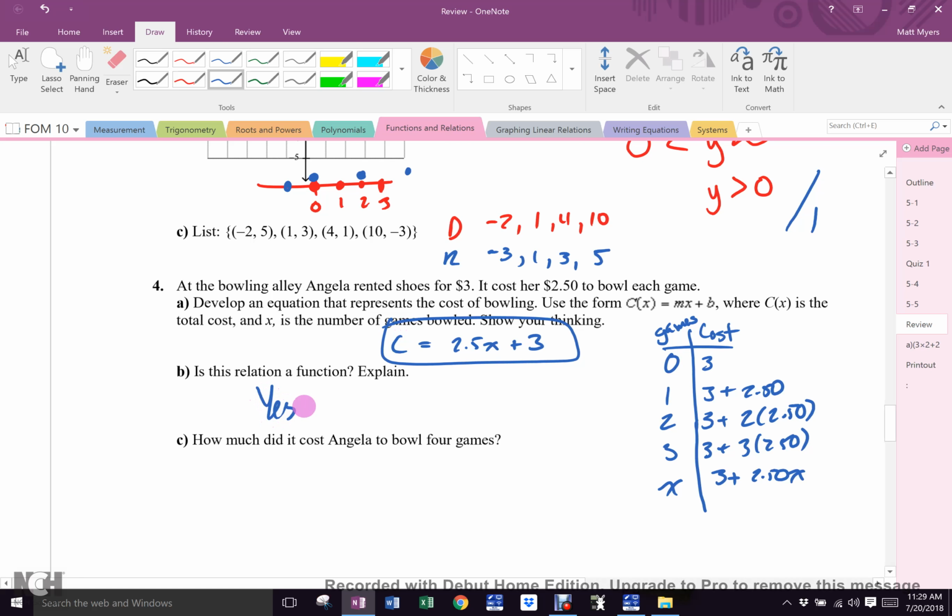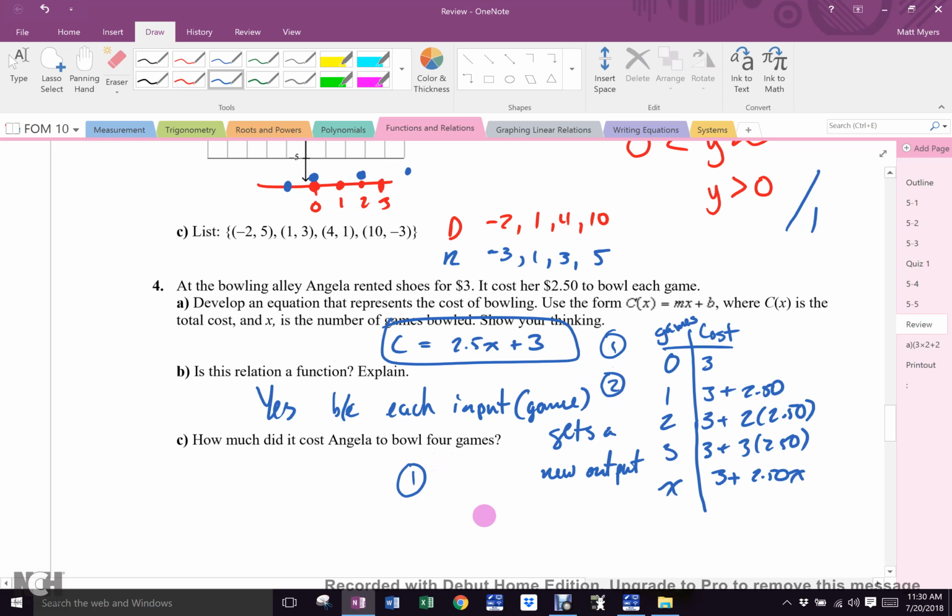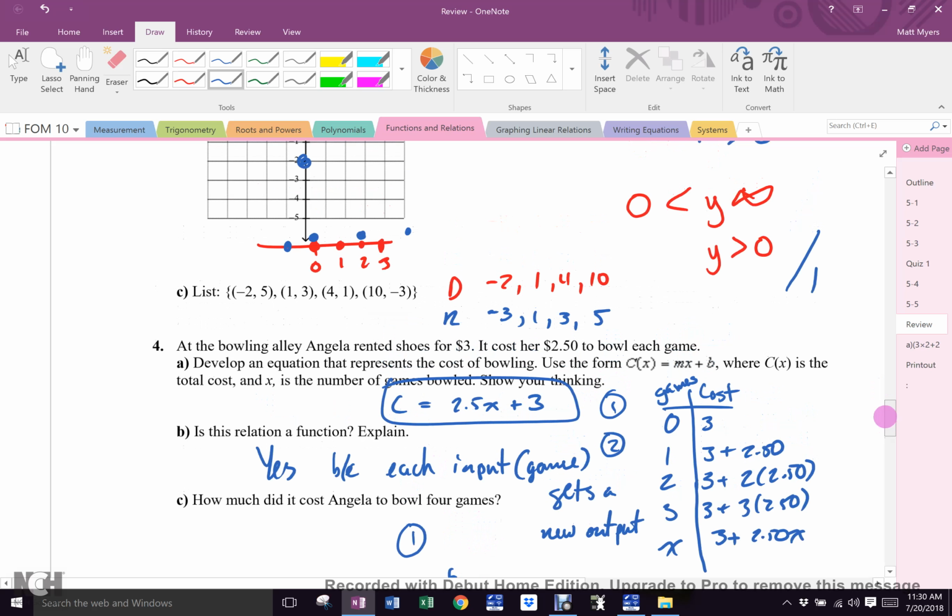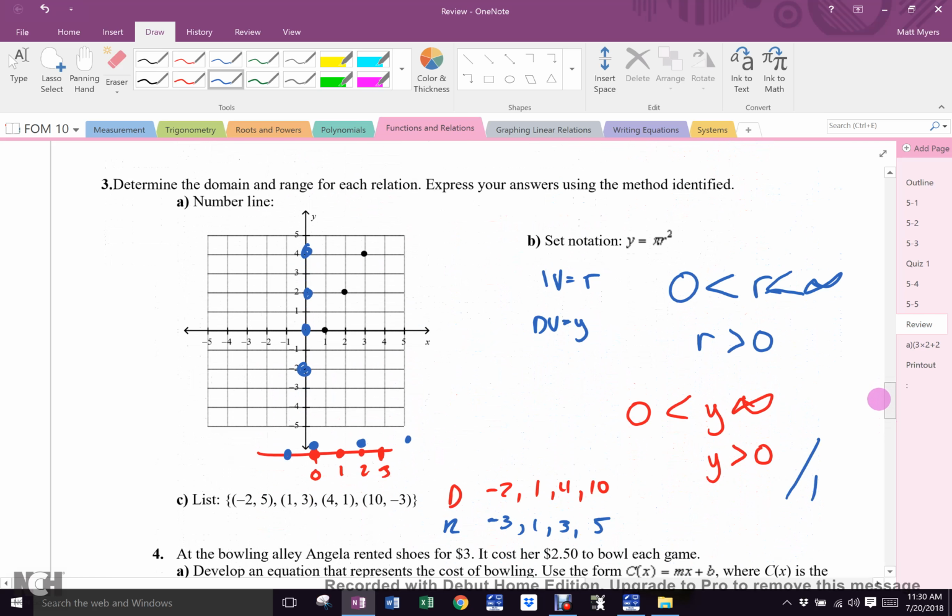Why? Every time I play a game, does the cost change? Will it ever be the same? No. Because each input, which is a game, gets a new output. 1 mark for the equation, 2 marks for the definition, and 1 mark for how much it costs Angela to bowl 4 games, which is how much? $13. Making that page out of 4, 5, 6, 7.